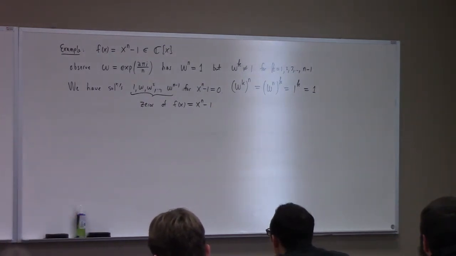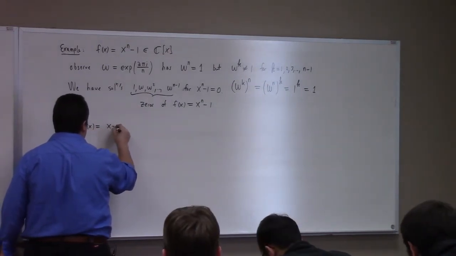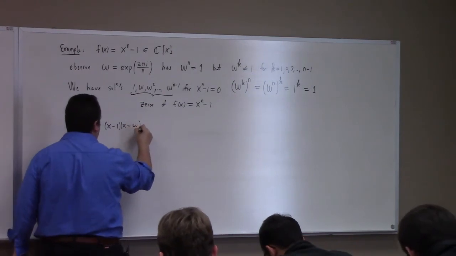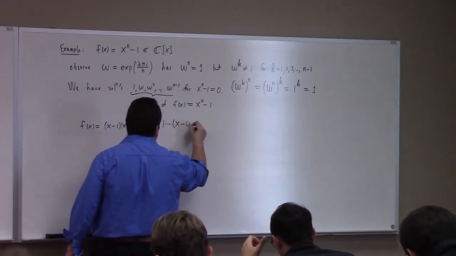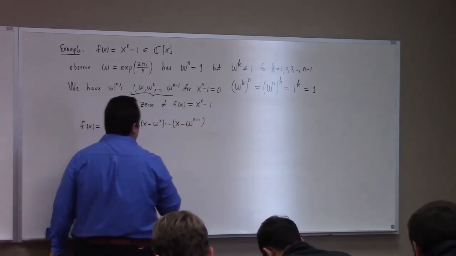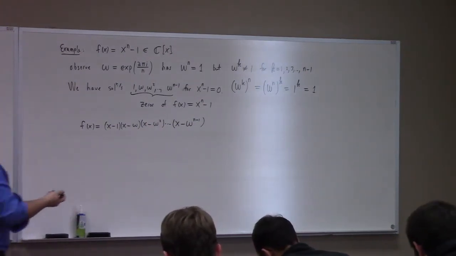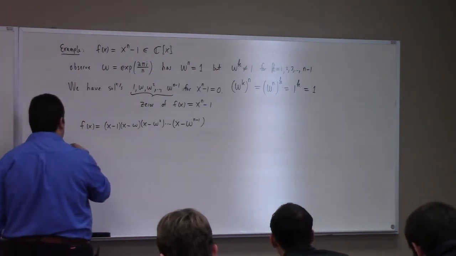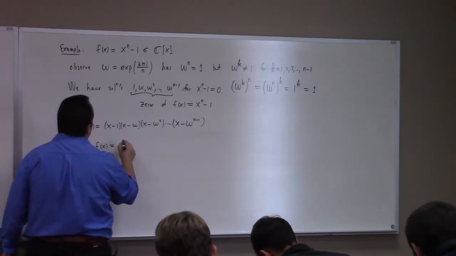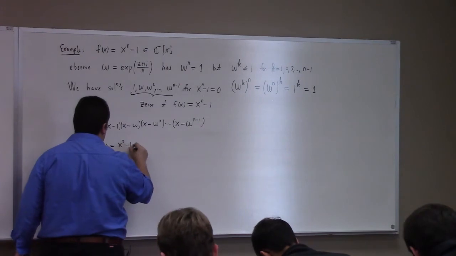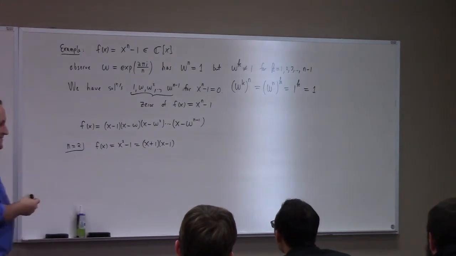And so we can factor. So f of x is equal to x minus 1 times x minus omega times x minus omega squared, up to x minus omega to the n minus 1. You're probably most familiar with this in the case n equals 2. Then we have f of x equals x squared minus 1, which is x plus 1 times x minus 1. Kind of boring.